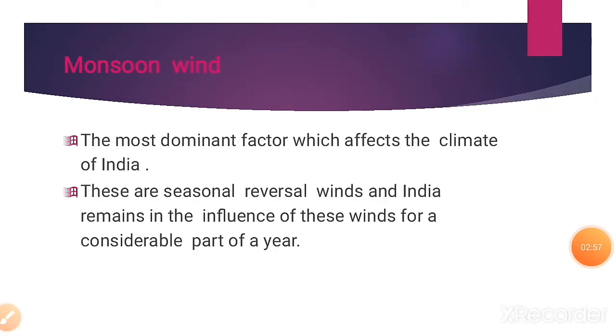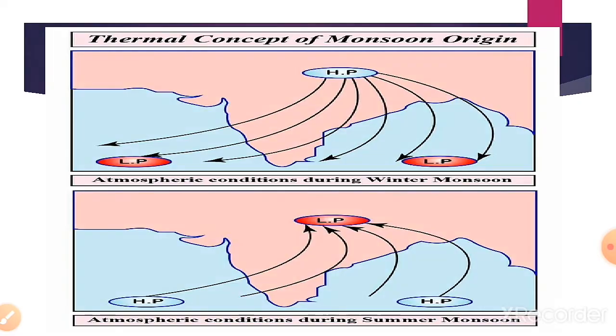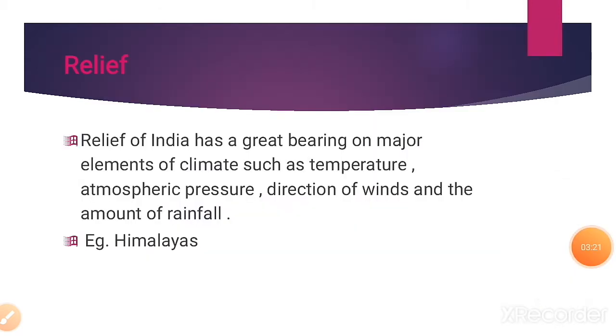The next factor is monsoon wind. It is the most dominant factor which affects the climate of India. These are seasonal reversal winds and India remains in the influence of these winds for a considerable part of a year. So always monsoon winds move from high pressure area to low pressure area. The next factor is relief. Relief of India has a great bearing on major elements of climate such as temperature, atmospheric pressure, direction of wind and the amount of rainfall.